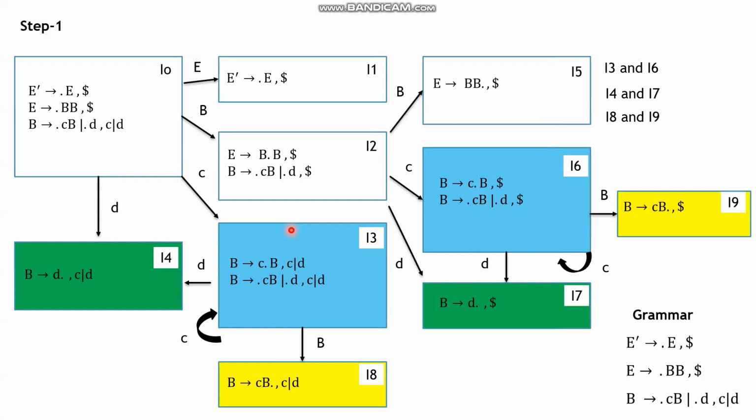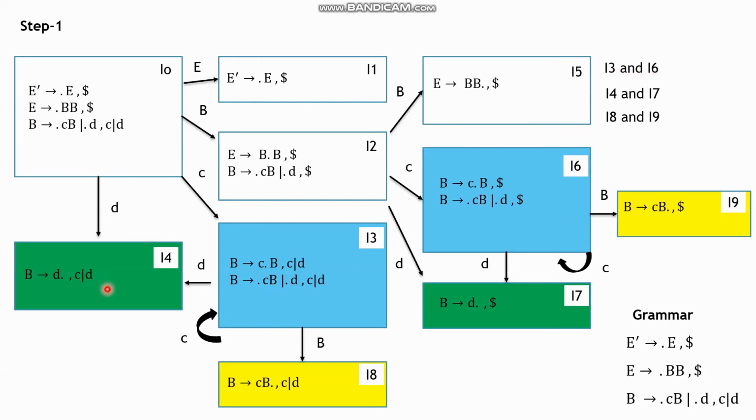Now if we take a look at our CLR1 transition diagram, we notice that the states I3 and I6 have the same productions. For example, if you consider this LR0 item here and here, you will notice that both productions are the same in both states, but the only difference between them is the lookaheads. For example, the lookaheads in this state are C or D, and in this state is a dollar sign. So we will note this information for future use.